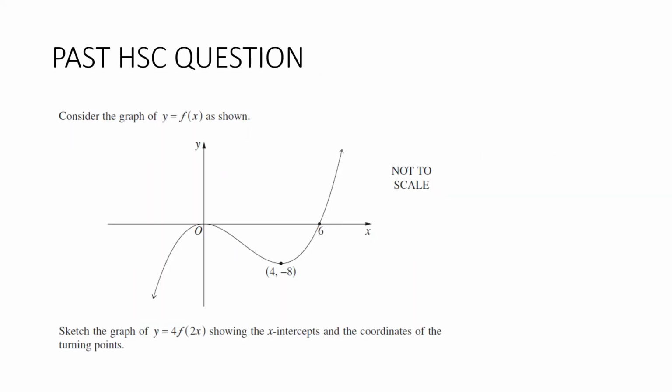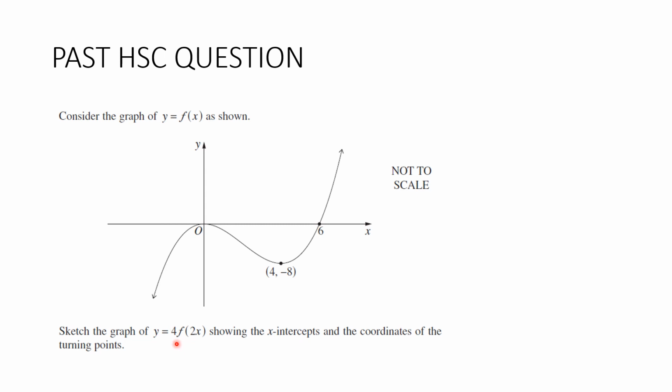Let's finish off with a past HSC question. Consider the graph of y equals f of x as shown. Sketch the graph of y equals 4 times f of 2x, showing the x-intercepts and the coordinates of the turning points. All right, we have two dilations here. We have a vertical dilation of 4 and a horizontal dilation, scale factor 1/2.